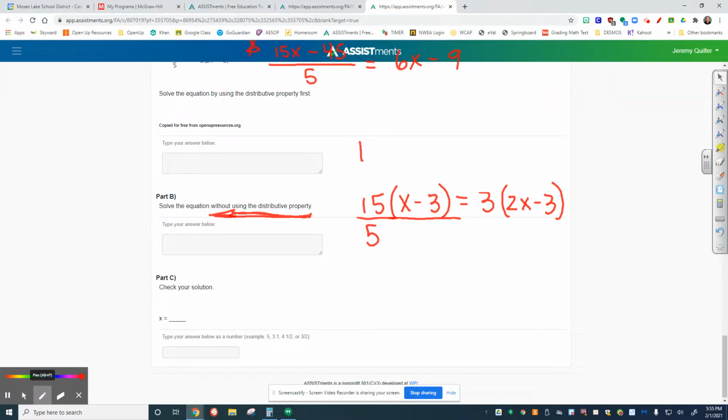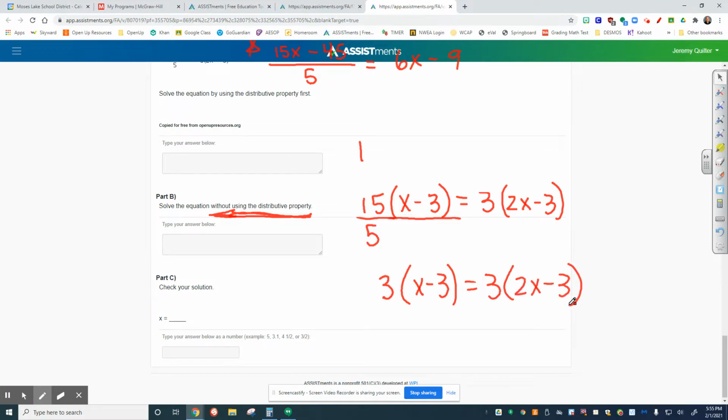And then what I'll get is 3 times the difference of x and 3 is equal to 3 times the difference of 2x and 3. And then from there, again, you still are not allowed to use the distributive property, but take a look at the coefficients. What if I divide both sides by that coefficient? I can see it go away. Check your solution though, make sure it's right. In your answer, do not put x equals, just put this value right here.